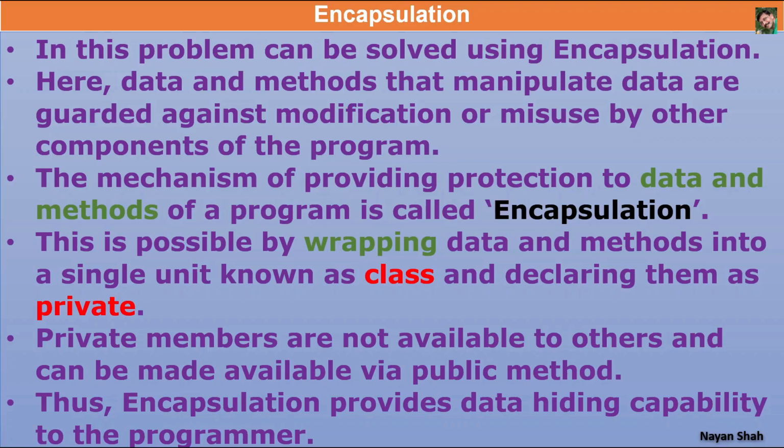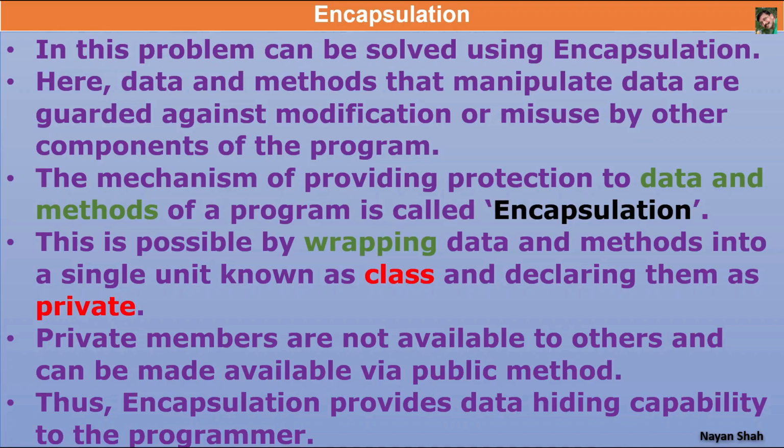So the mechanism of providing protection to data and methods of a program is called encapsulation. Now, how is encapsulation possible? It is possible by wrapping data and methods into a single unit known as class, and then declaring that class as private. As we discussed, when we declare any class or any data or any method as private, it is only available where it is defined, nowhere else. So it becomes protected from the same program and from other programs.